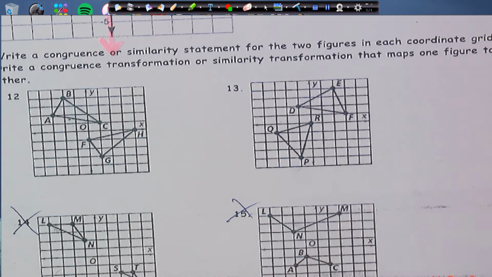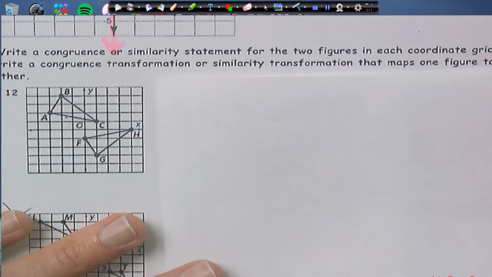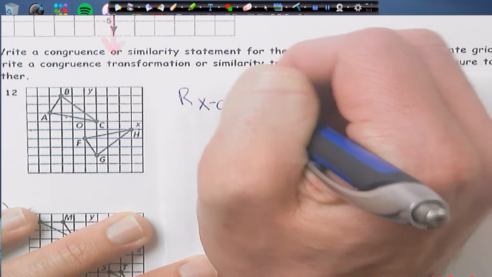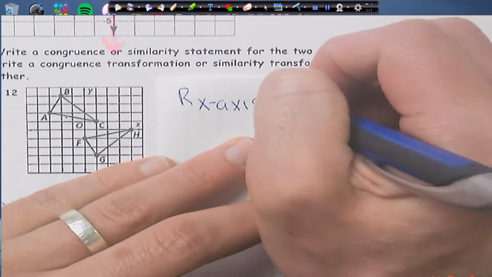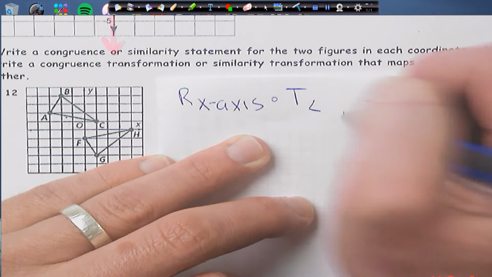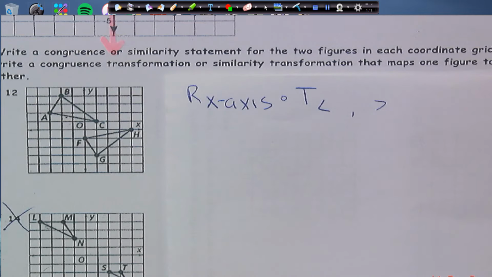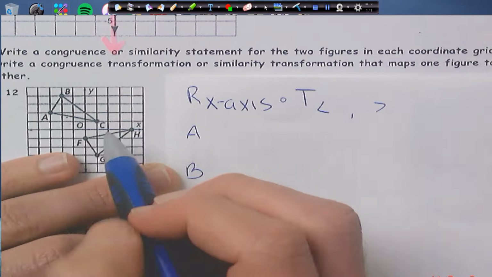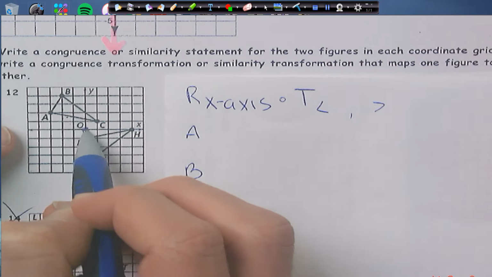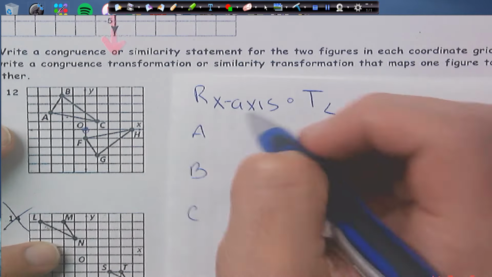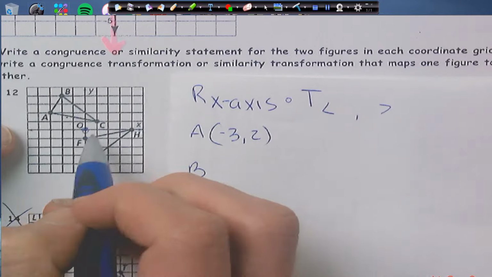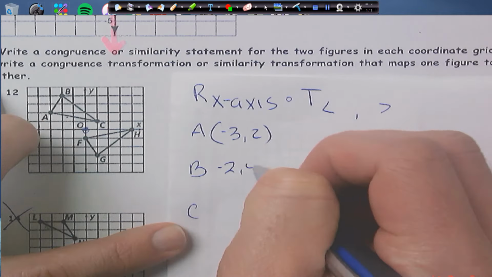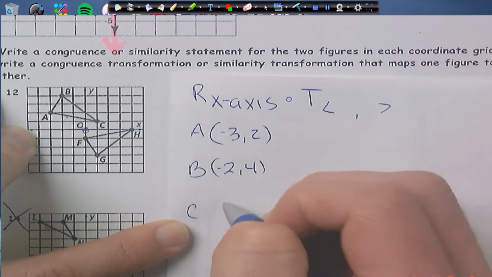So we're going to try a reflection. I'm going to use this space over here. Reflection over, I'm going to just do the x-axis. That way I can use rules. And then I'm going to go ahead and end up translating it a certain amount of spaces. I'm not sure how many yet. So I'm going to go ahead and try all my points real quick. Point A, point B, and point C. So A is at, here's the origin by the way, 1, 2, 3, negative 3, comma 2. B is at negative 2, 4. And C is at positive 1, 1.